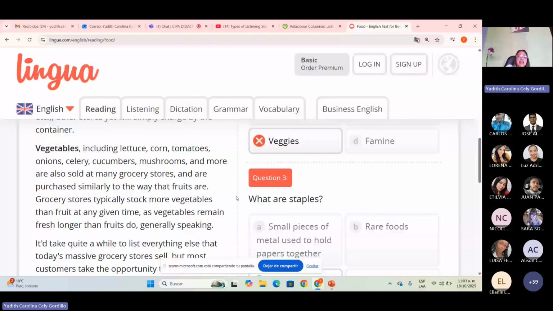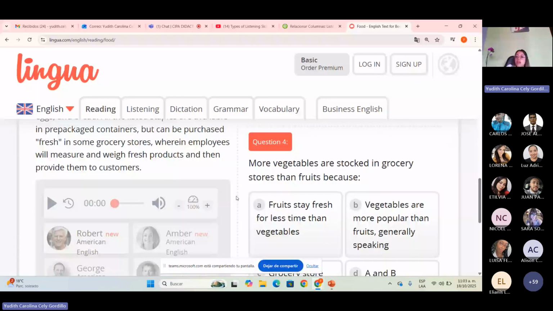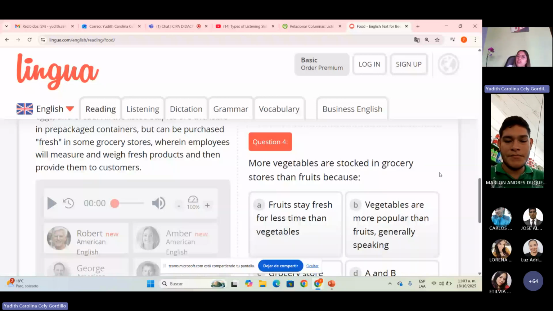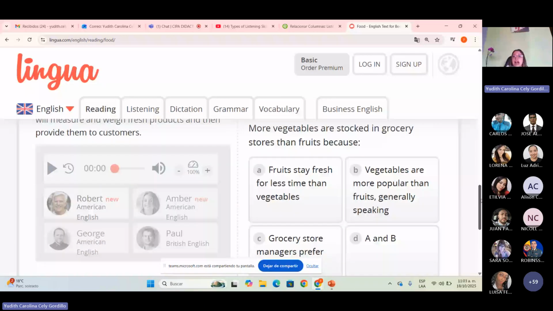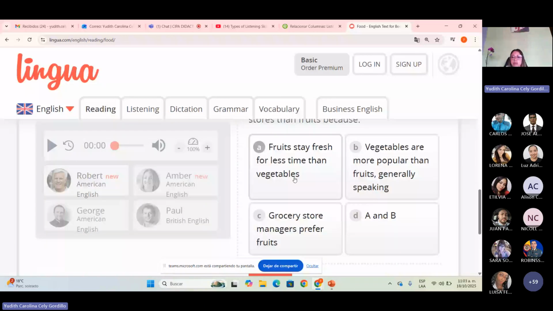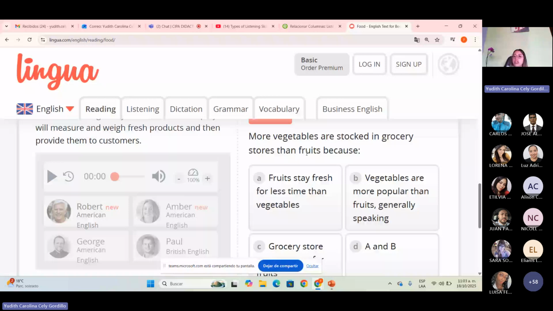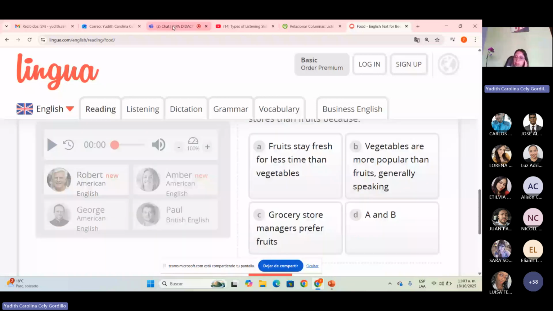Okay, this is the last question. More vegetables are stocked in grocery stores than fruits. What do you think is the reason? A, fruits stay fresh for less time than vegetables. B, vegetables are more popular than fruits, generally speaking. C, grocery store managers prefer vegetables. D, A and B. Two different answers. Can you identify it? More vegetables are stocked in grocery stores than fruits. What do you think is the reason?